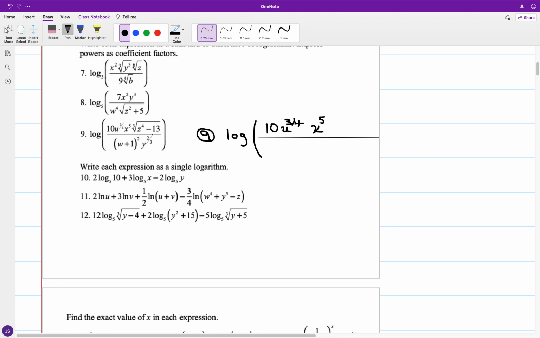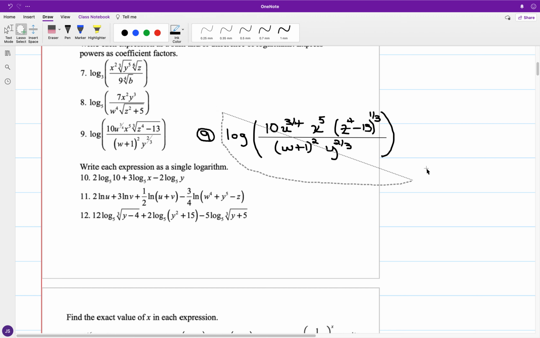And for the cubic root of z to the 4th minus 13, we can rewrite this as z to the 4th minus 13 raised to the 1/3 power. And for what we have in the denominator, I have the square root of w plus 1 times y to the 2/3. Just after rewriting the radicals as non-integer exponents.